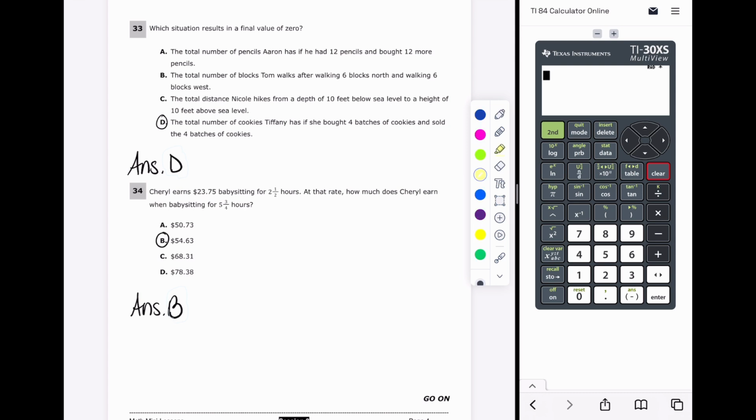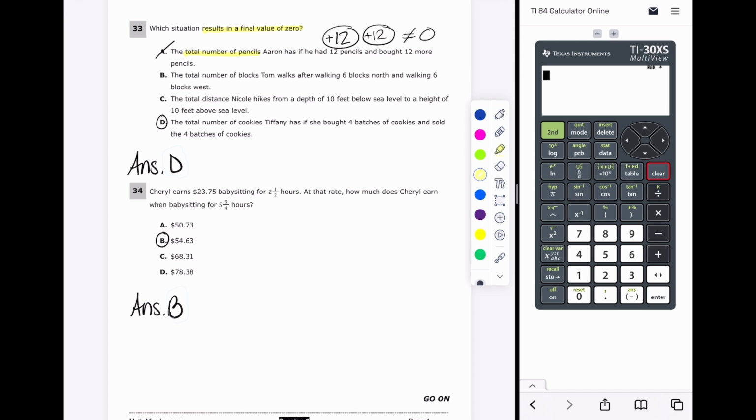We want to know which situation results in a final value of 0. So in A, the total number of pencils that Aaron has, if he has 12 pencils and he bought 12 more. When I think about this situation, he has 12, which I can represent with a positive number, and he's combining it with another 12. That is definitely not giving me a 0 pair, because they would both be positive in this context. So A doesn't work.